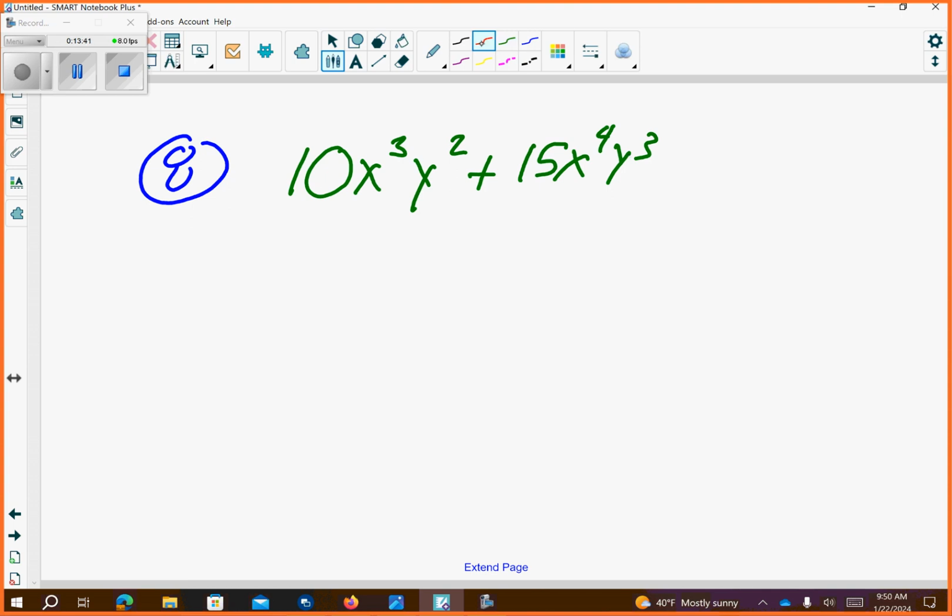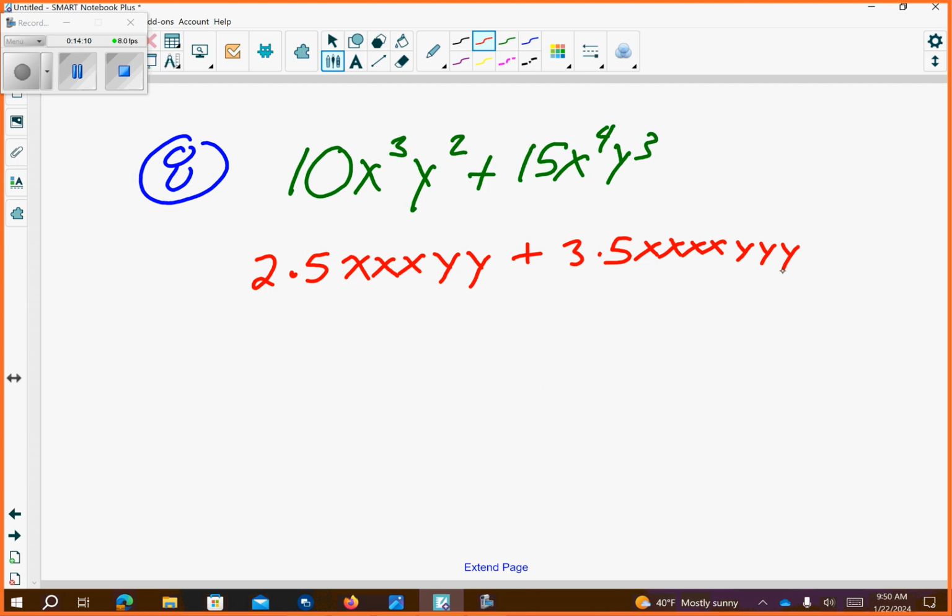I realize 10 is 2 times 5. Still with me? And I realize x to the third is x, x, and x. And y to the second is y and y. And then I know that 15 is the same thing as 3 times 5. And I have x to the fourth, so I have x, and x, and x, and x. And I realize y to the third is y, y, y. Okay, so let me stop there.